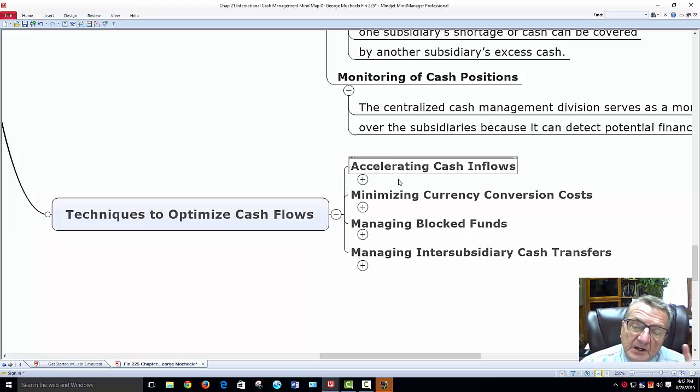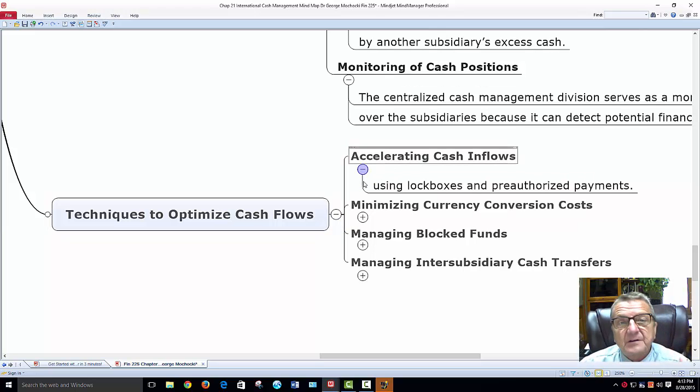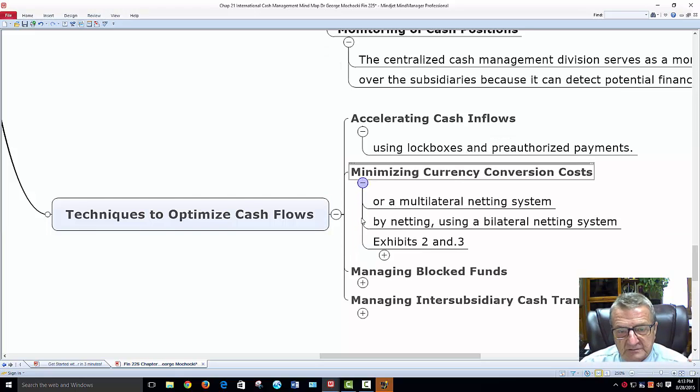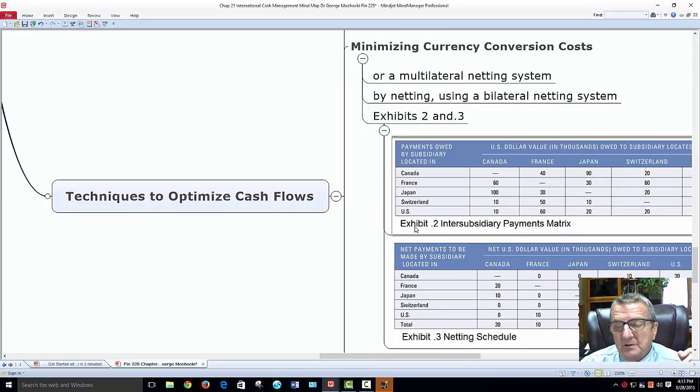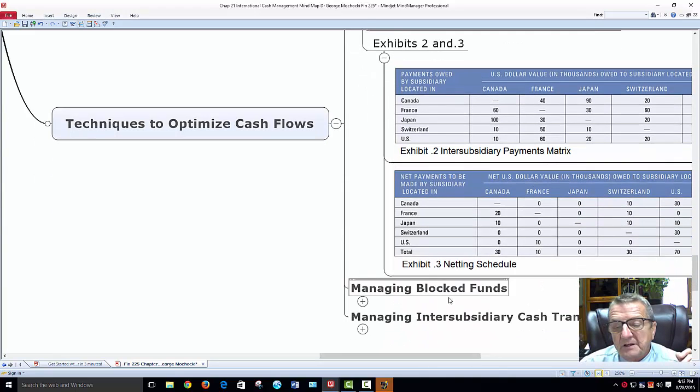Okay, accelerating cash inflow. Sometimes you want to accelerate in advance, using lock boxes and pre-authorizing payments, minimizing currency conversion costs, or a multilateral netting system. By netting, using bilateral netting systems, and here's some exhibits. Let me go. So I have different currencies. Switzerland, inter-subsidiary payment mix, and this one's netting schedules. So I'm trying to see where does it make sense.